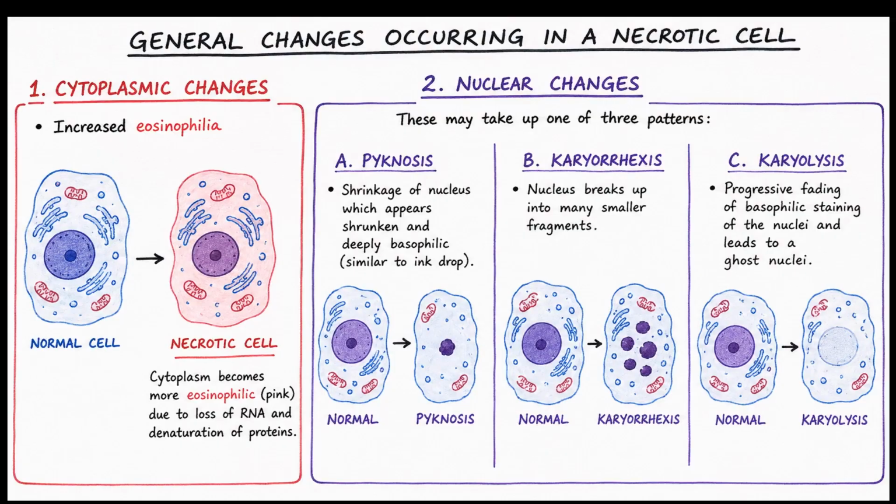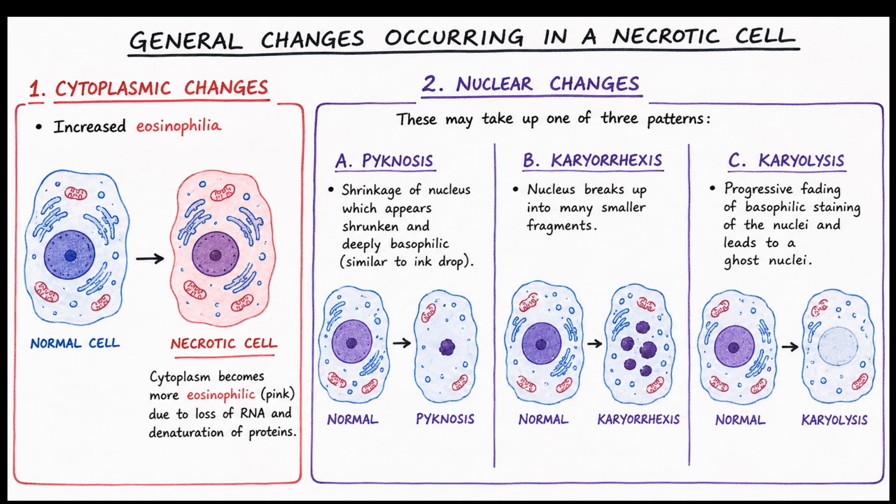So just to double down on what I was trying to share here, the cytoplasmic changes and the nuclear changes. If you look at the cytoplasmic changes, we have the normal cell, and in a necrotic cell, the cell becomes more eosinophilic, more pink, due to the loss of RNA and denaturation of the proteins. And if you look at the nuclear changes, we have pyknosis, karyorrhexis, and karyolysis. Pyknosis, the nucleus shrinks.